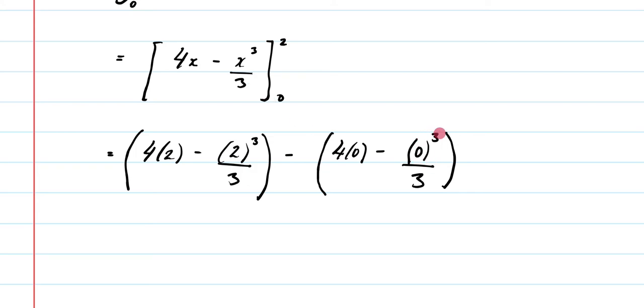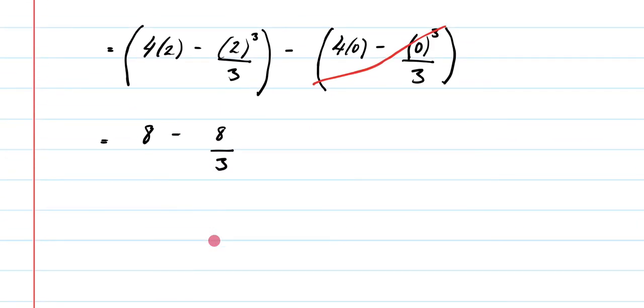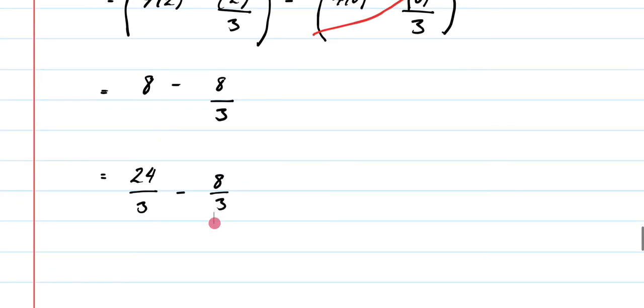This whole thing here is just going to disappear because I've just got zeros there. So that means what I'm going to be left with is 4 2s are 8 minus 2 cubed is 8 over 3. I then am going to have to do some fancy maths here to get this the same. I'm going to have to get common denominators. It's not that fancy, is it? It's just 24 over 3 minus 8 over 3. So what am I going to be left with? I'm going to be left with 16 over 3.